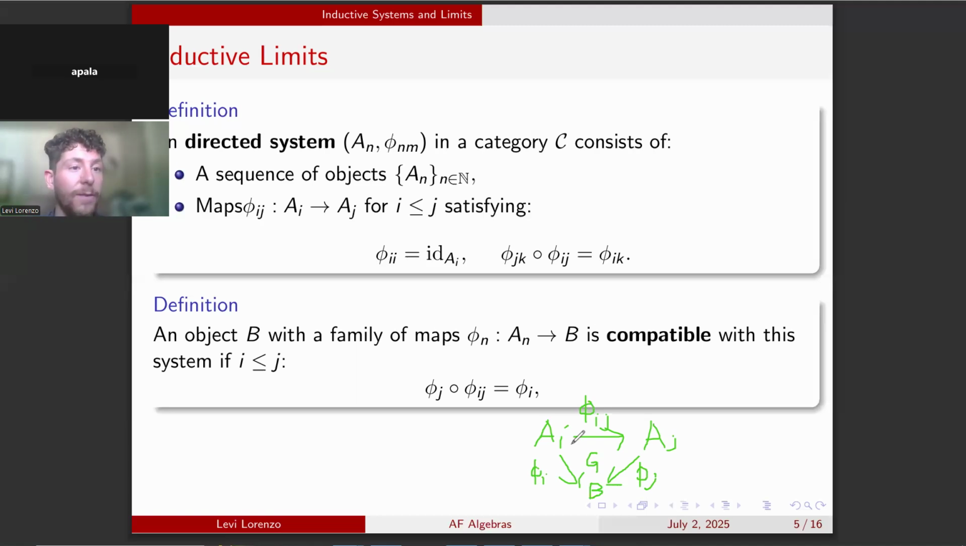And so we're going to define the inductive limit of a directed system to be a compatible object that is, quote unquote, universal.